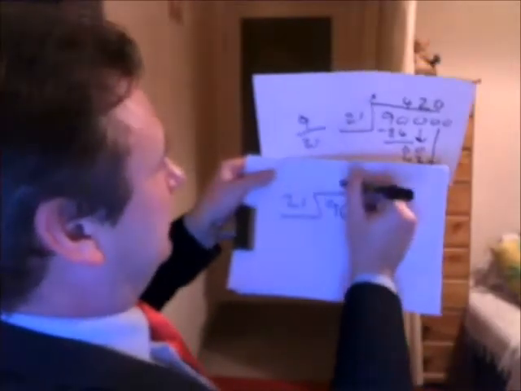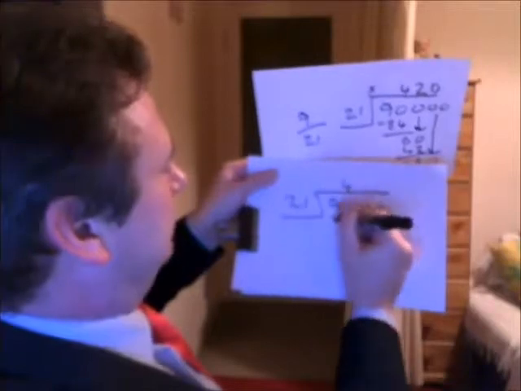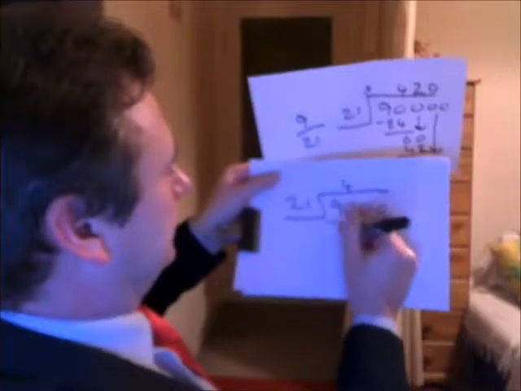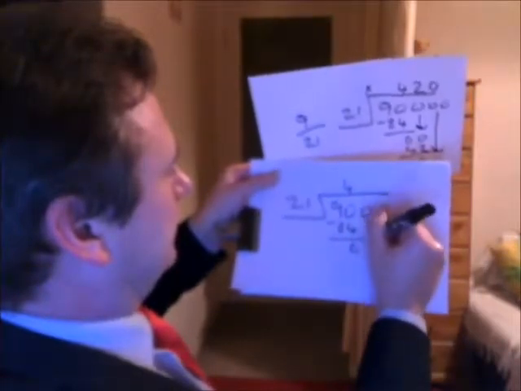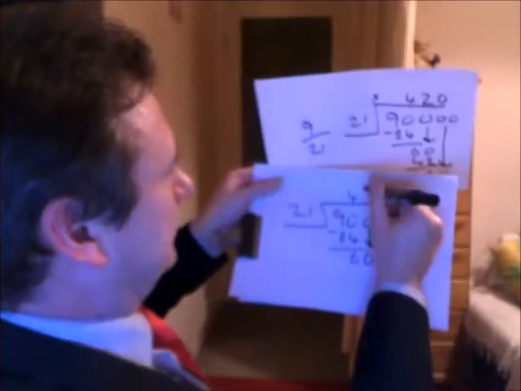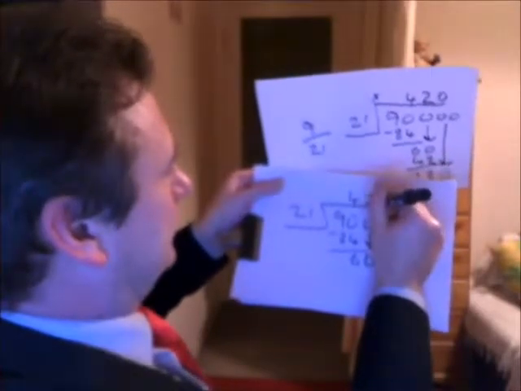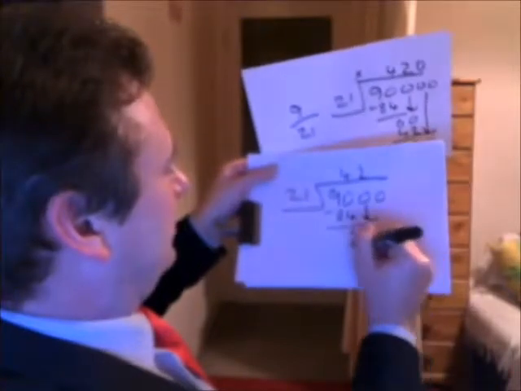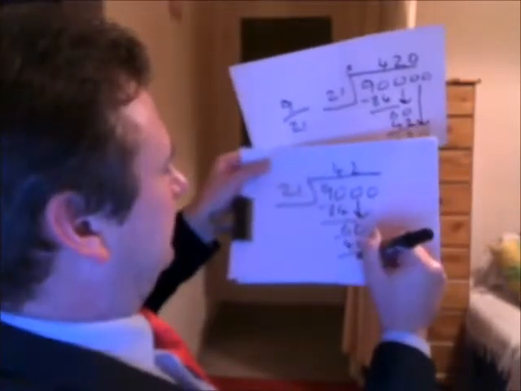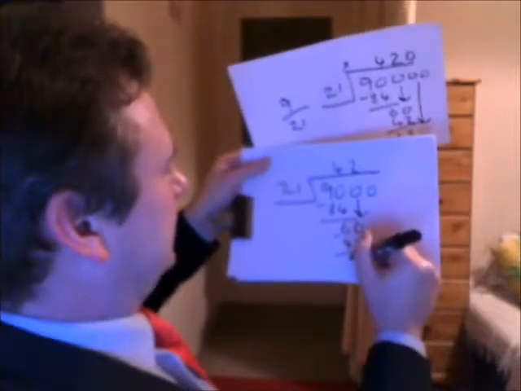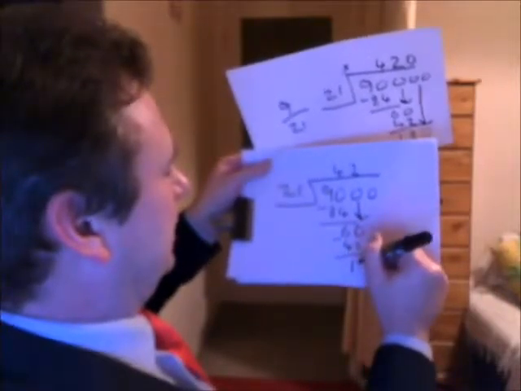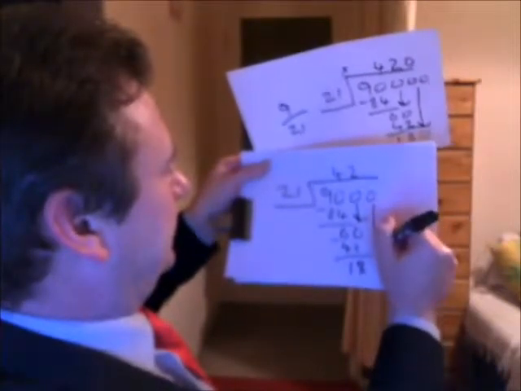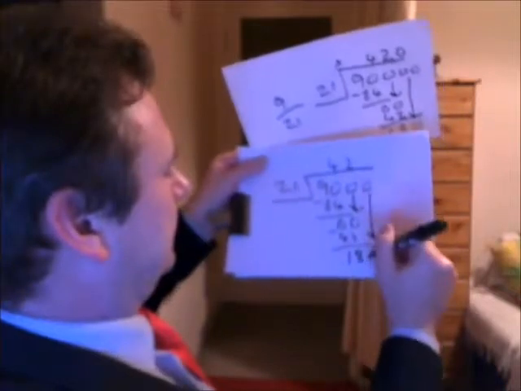Okay, so again we'll do the same thing. Two times 21 is 32. Take that away, and it leaves you with 18. Right.